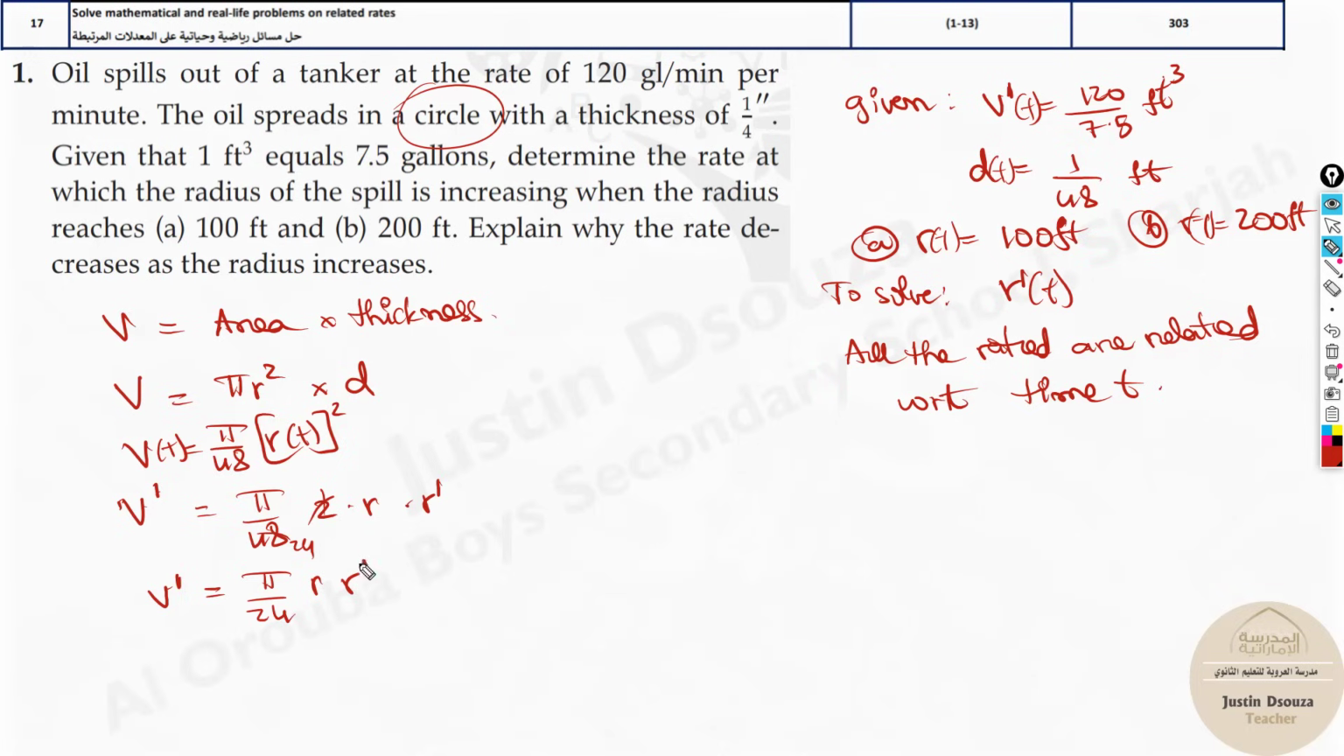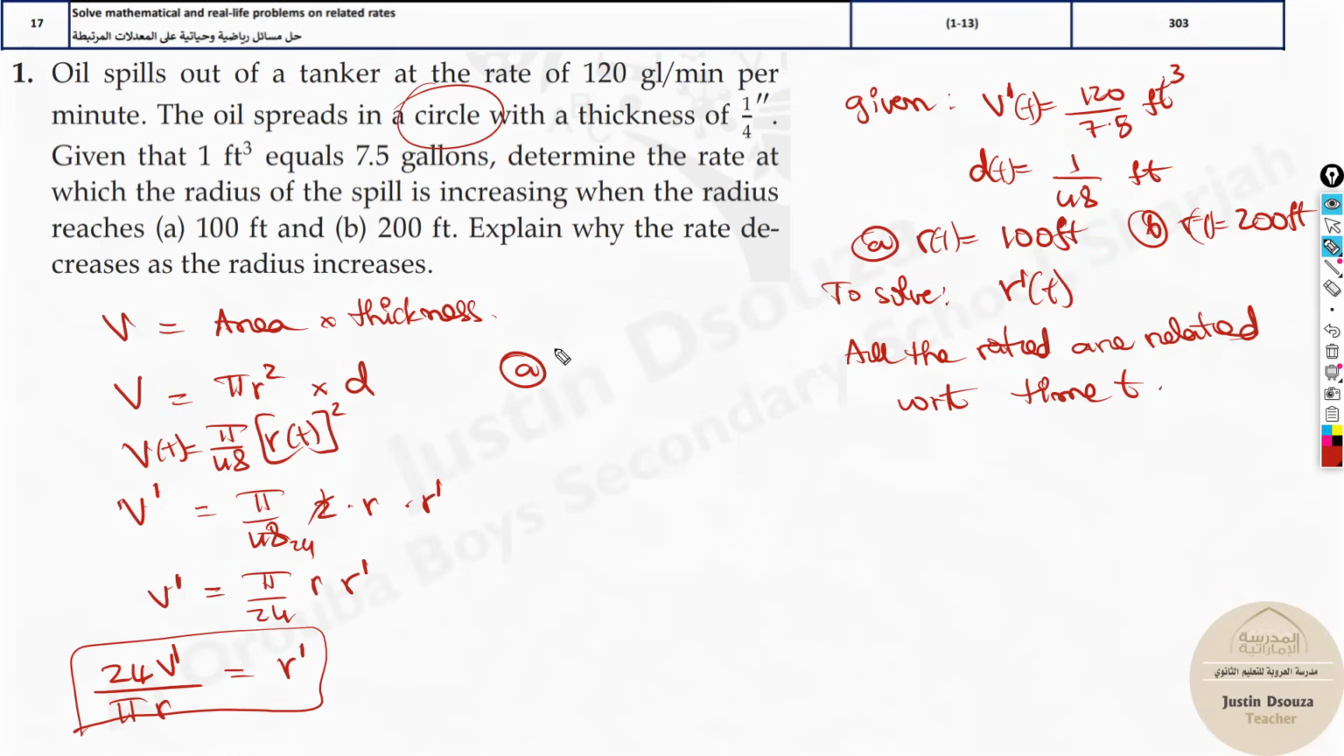Now what do we need to solve for? We need to solve for the rate of change of radius, r dash. Let's leave r dash here and take everything else to the other side. It will be 24 times V dash divided by pi r. This is the rate of radius.